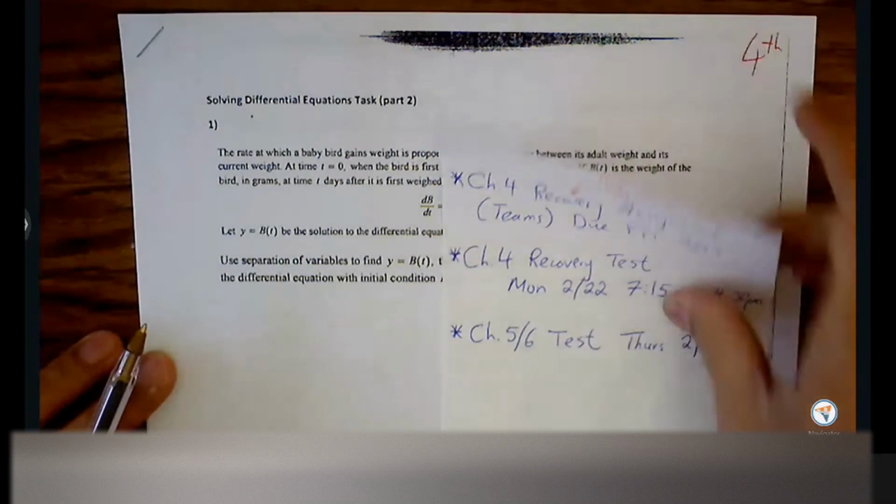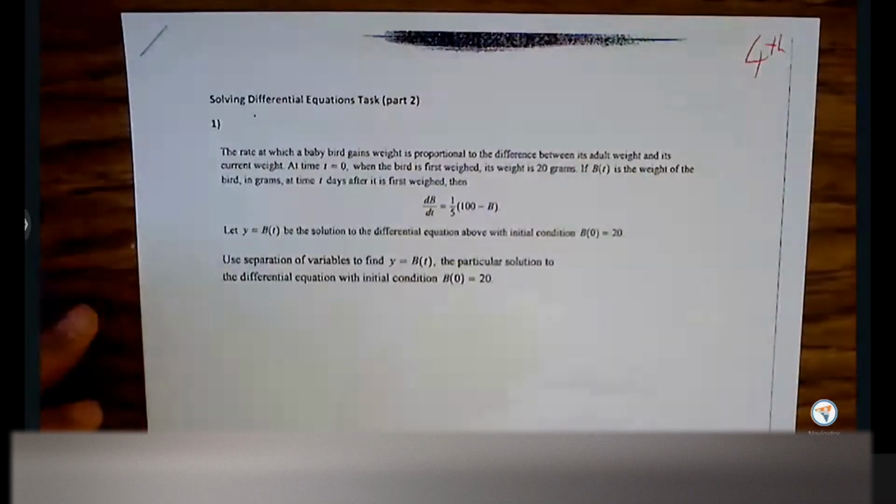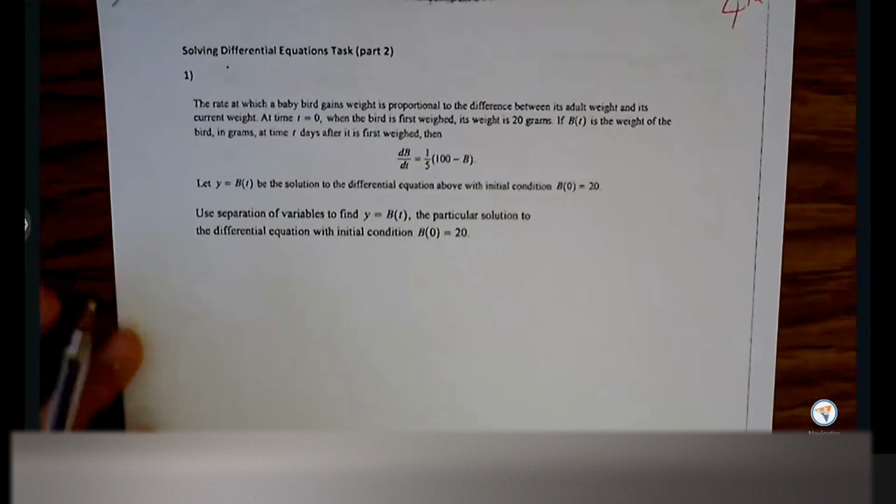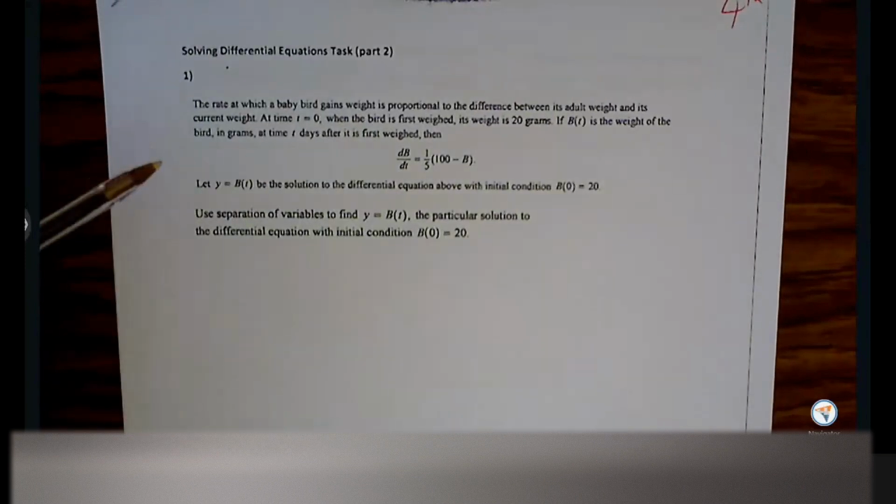We're not going to do anything new today. We're just going to do practice with differential equations. So we have 4 problems to do today. We'll just get that practice in with all the steps.